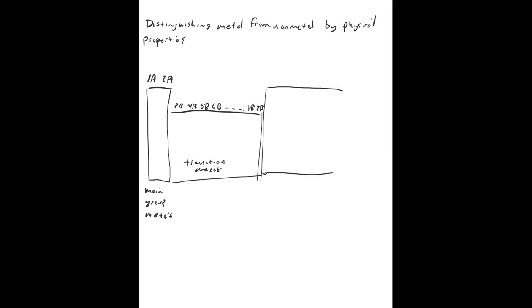Well, actually, let me be a little bit more careful about that. You've got what are called the metalloids. Let me write that. And then you got the nonmetals. Okay, so these are the 3A, 4A, 5A, 6A, 7A, and then 8A. Okay, so here's the difference. So these are metals here, and these are metals here.